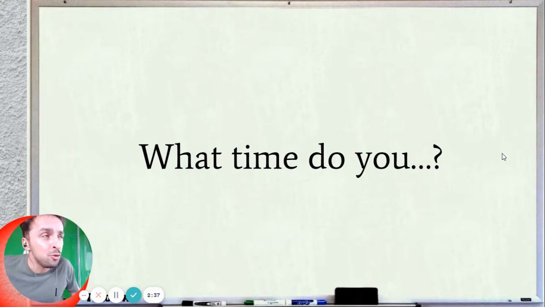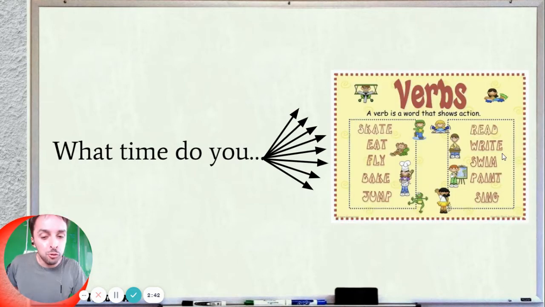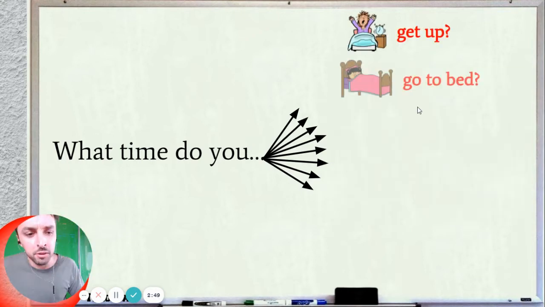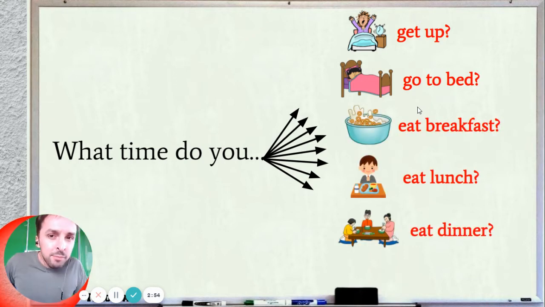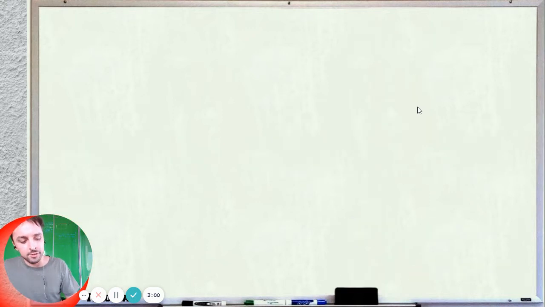What time do you? Now, because it's do, we're talking about things you do when we're looking for verbs. Okay, so here are your verbs. What time do you get up? What time do you go to bed? What time do you eat breakfast? What time do you eat lunch? What time do you eat dinner? And what time do you go to school? Okay, these are your questions. Let's look at the answers.